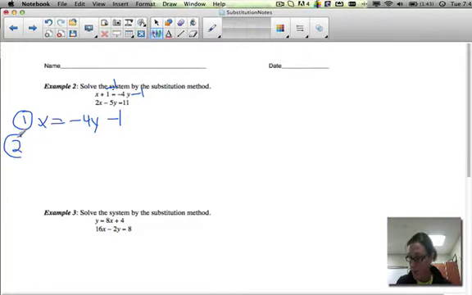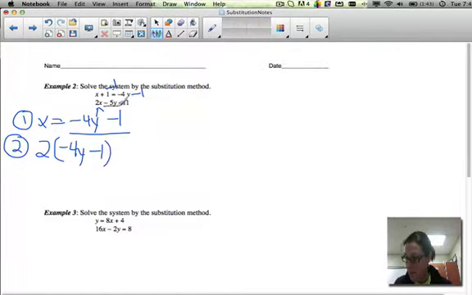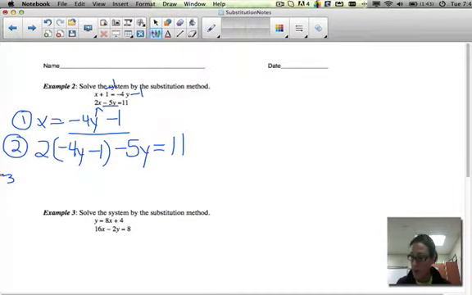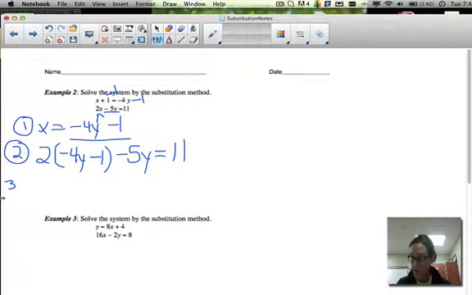Step 2 says substitute that in for the other equation. So if this is what x is, in my second equation, I am going to put that right there where the x is. So 2 times negative 4y minus 1, I still have the minus 5y, equals 11. Step 3 says solve. So I need to distribute. So negative 8y minus 2 minus 5y equals 11.